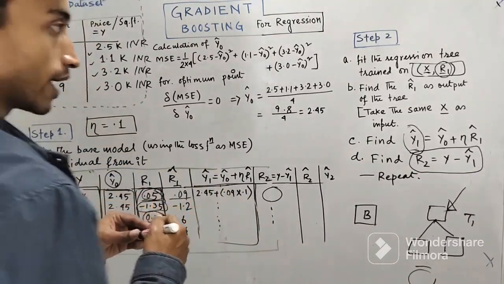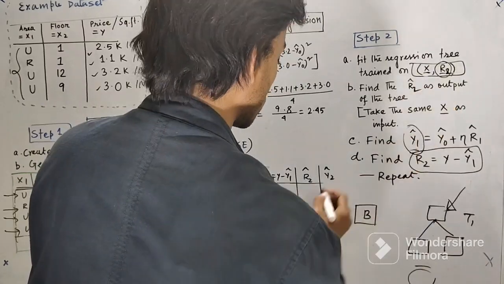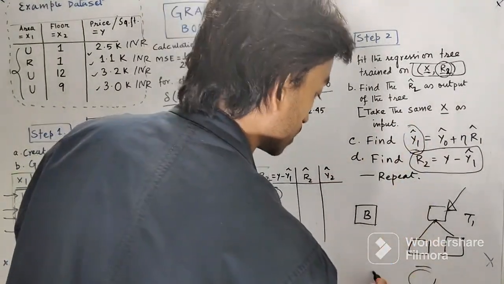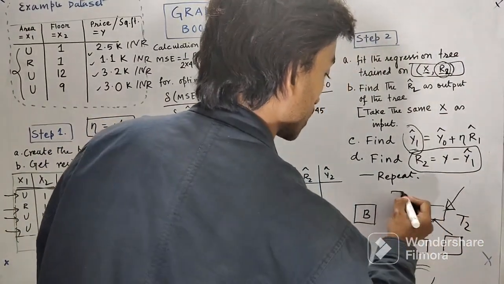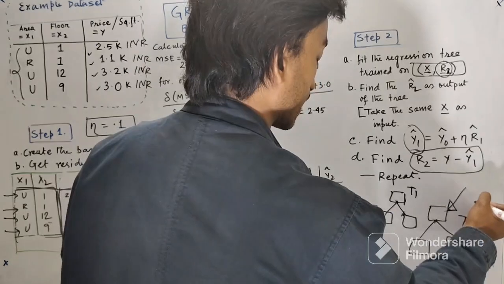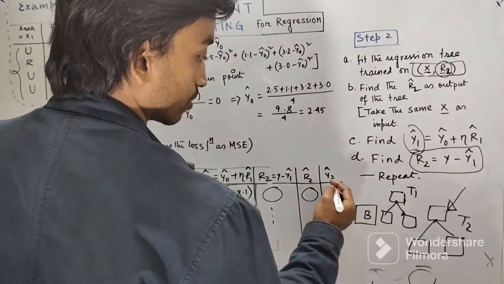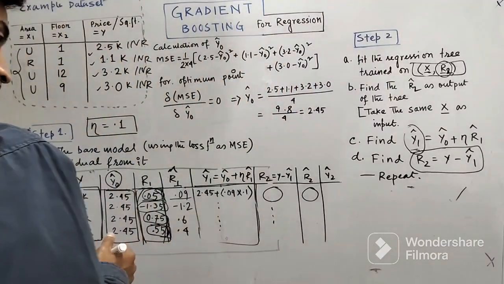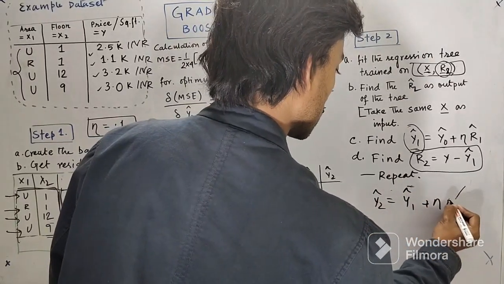Again you have to train X and R2, and what you will find is R2 hat. You will fit another regression tree, say T2. First you trained T1 like this, and for training this R2 you are fitting another T2 over here. From this T2 you will get R2 hat, and from there you will get Y2 hat. Y2 hat is nothing but Y1 hat plus eta R2 hat.